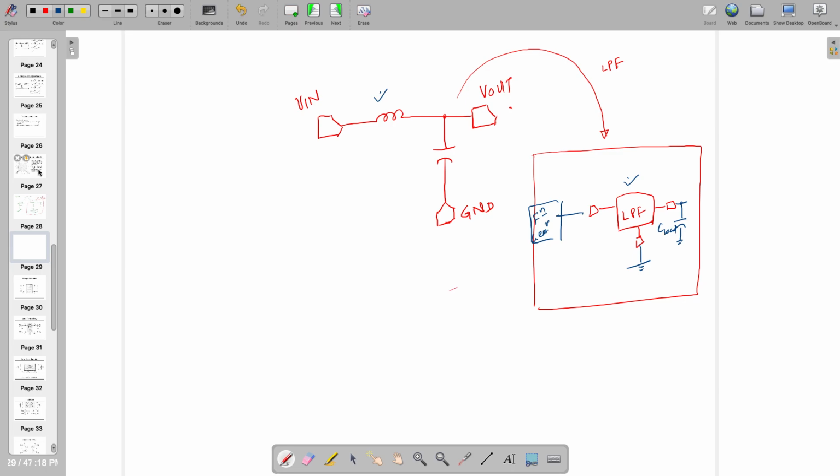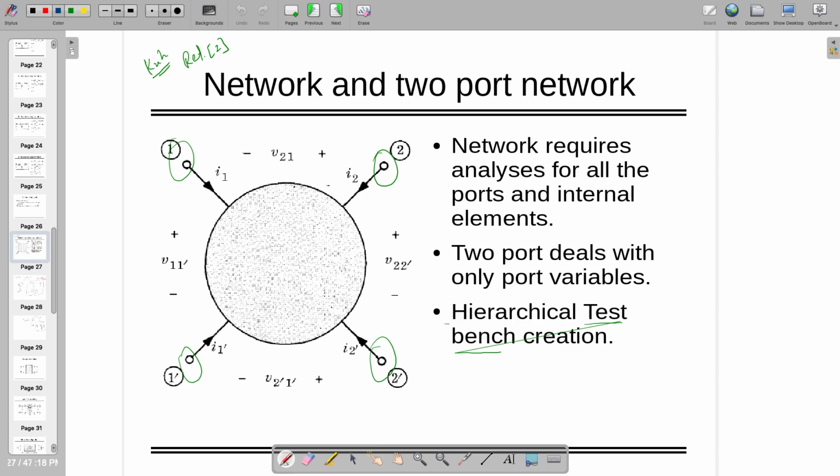So that is what I want to say, that hierarchically we are at the test bench level, where we are only interested in the ports and the dynamics happening with respect to V1, I1, or all the ports' voltage and ports' current. We don't worry about what is inside. It might be anything. I don't care. So that is what the two port network is. But if you worry about the inside network also, it's network analysis.